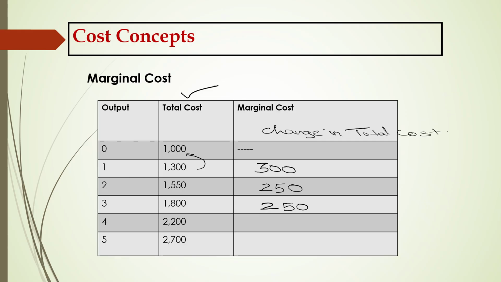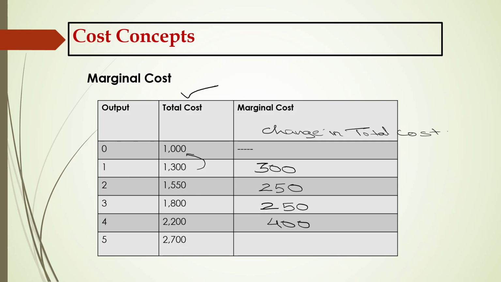Again, when the output is 4, the total cost increases to 2200. So how much is the change in total cost? 2200 minus 1800. So the total cost changes by 400, which is my marginal cost.